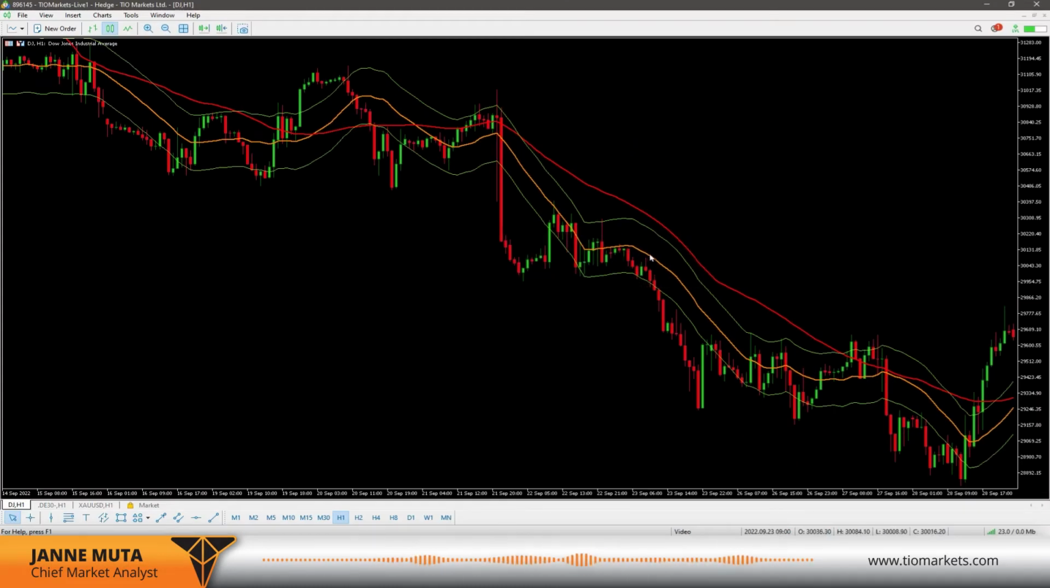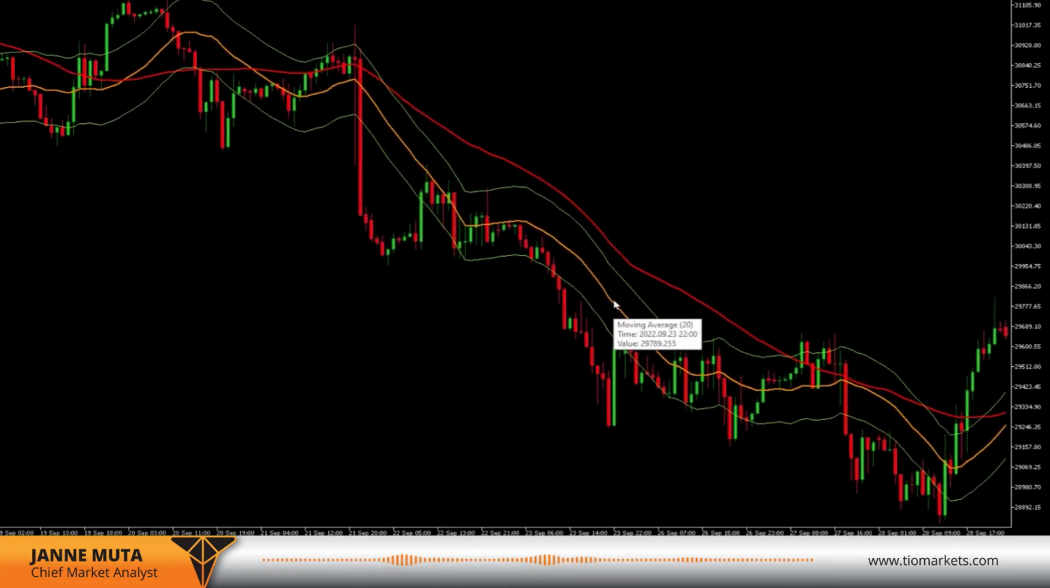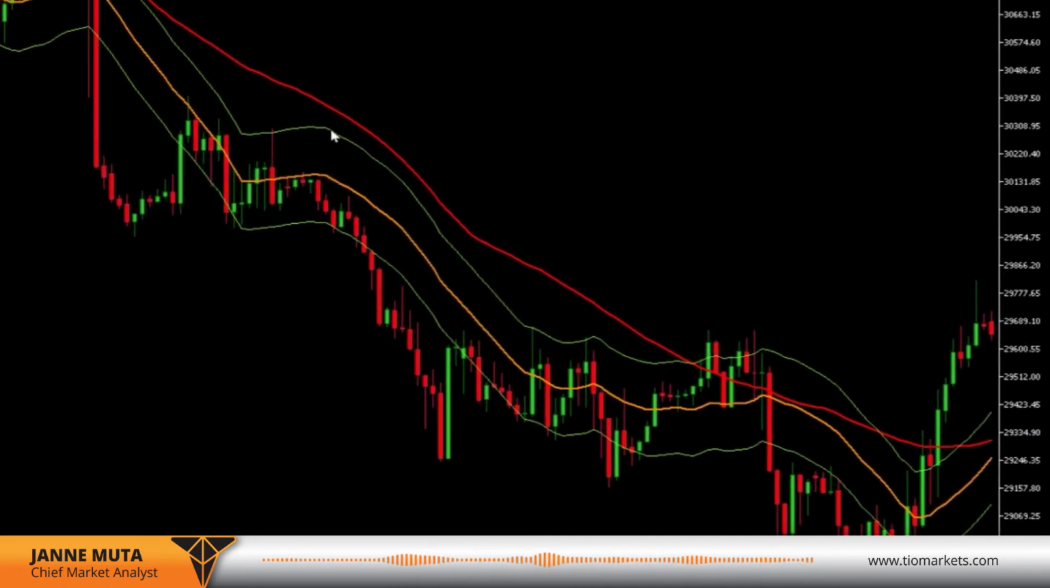Now we have the 20 period moving average here from before, and then the two bands at 0.5% distance from the moving average. The big trend is here, the 50 period moving average. And now we have something that helps us to decide where we want to be sellers. There are at least a couple of options here.